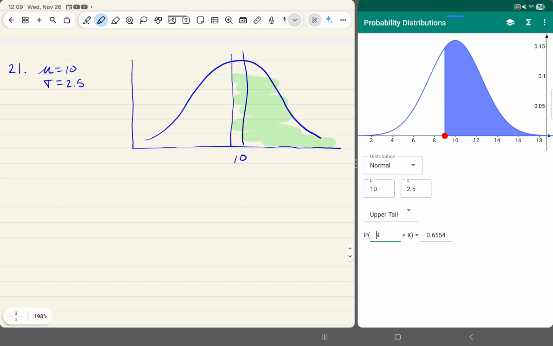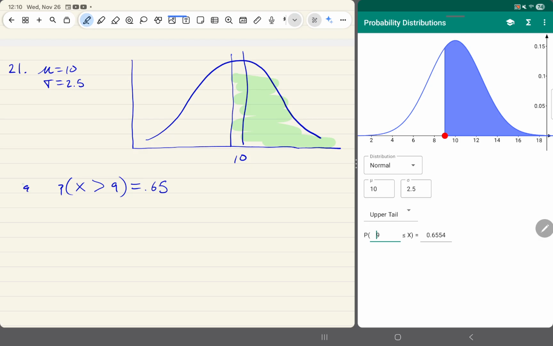And our probability is about 0.6554. Okay, about 0.6554 that I have selected of selecting someone who watches TV for more than 9 hours a day. So the probability of selecting anybody who watches more than 9 hours equals 0.65. Okay?